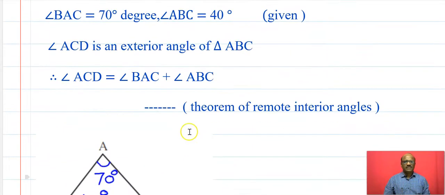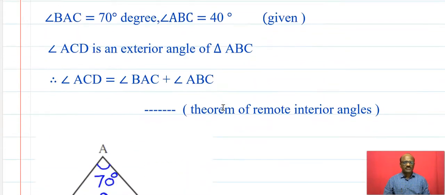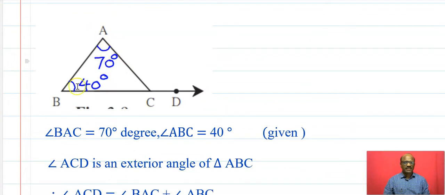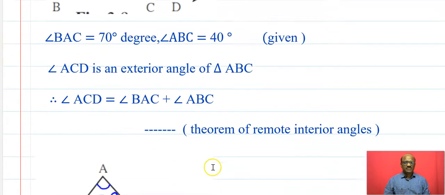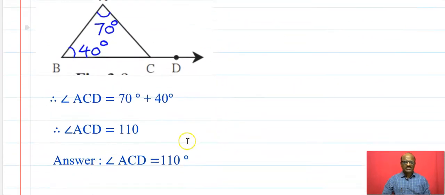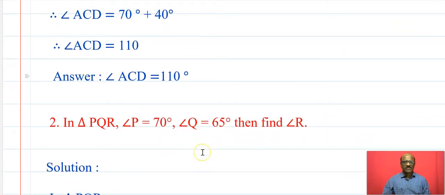Therefore, here we write that the measure of angle BAC is equal to 70 degrees. The measure of angle ABC is equal to 40 degrees. ACD is the exterior angle, therefore the remote interior angles are angle A and angle B. Therefore, the measure of angle ACD is equal to the measure of angle BAC plus the measure of angle ABC by the theorem of the remote interior angles, and that is equal to 70 plus 40 degrees, which is 110. Therefore, the measure of angle ACD is equal to 110.